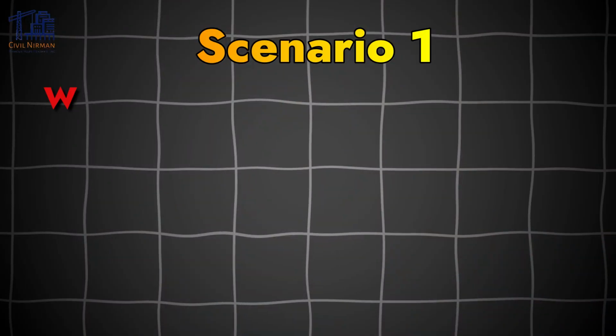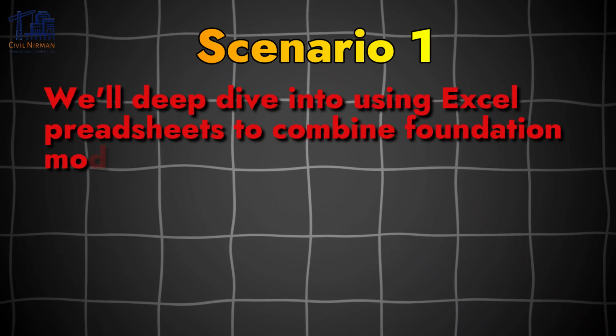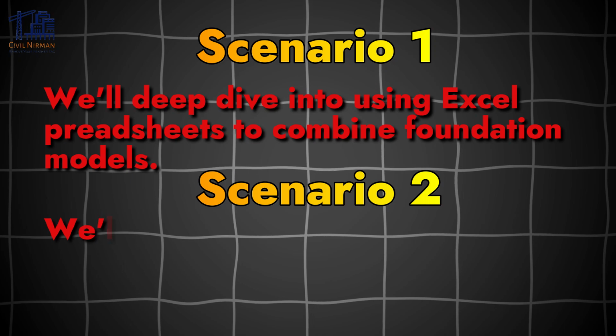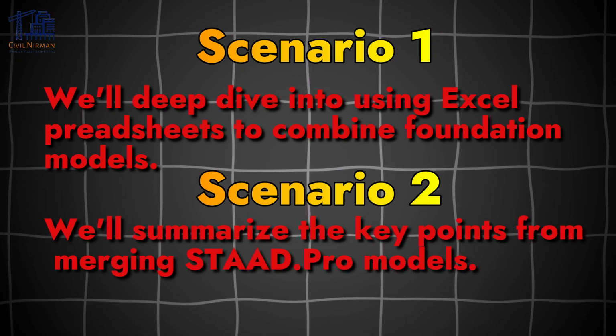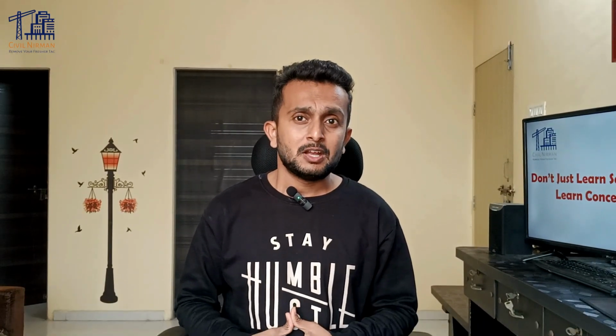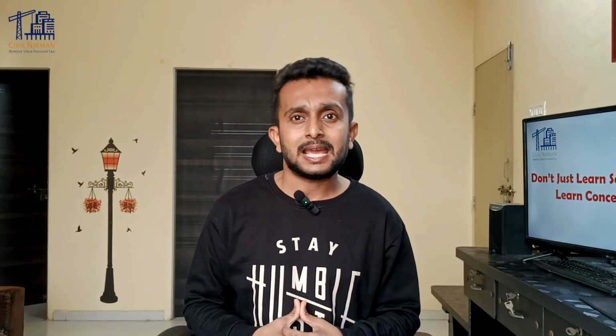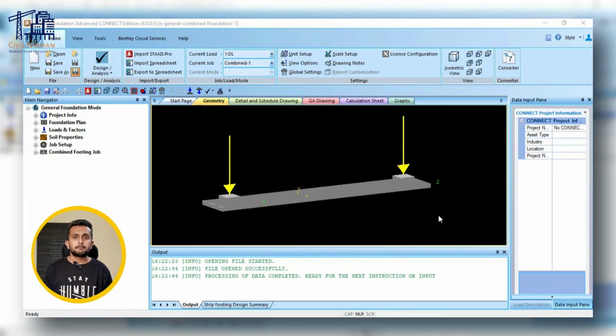For scenario 1, we'll deep dive into using Excel spreadsheets to combine the foundation models, and for scenario 2, I'll provide you some standard tips to take care while merging two models. So let's get started. For the first scenario, in which we will combine models using Excel spreadsheets, if both the foundation models are created directly in STAAD Foundation Advanced, you can follow the following steps.